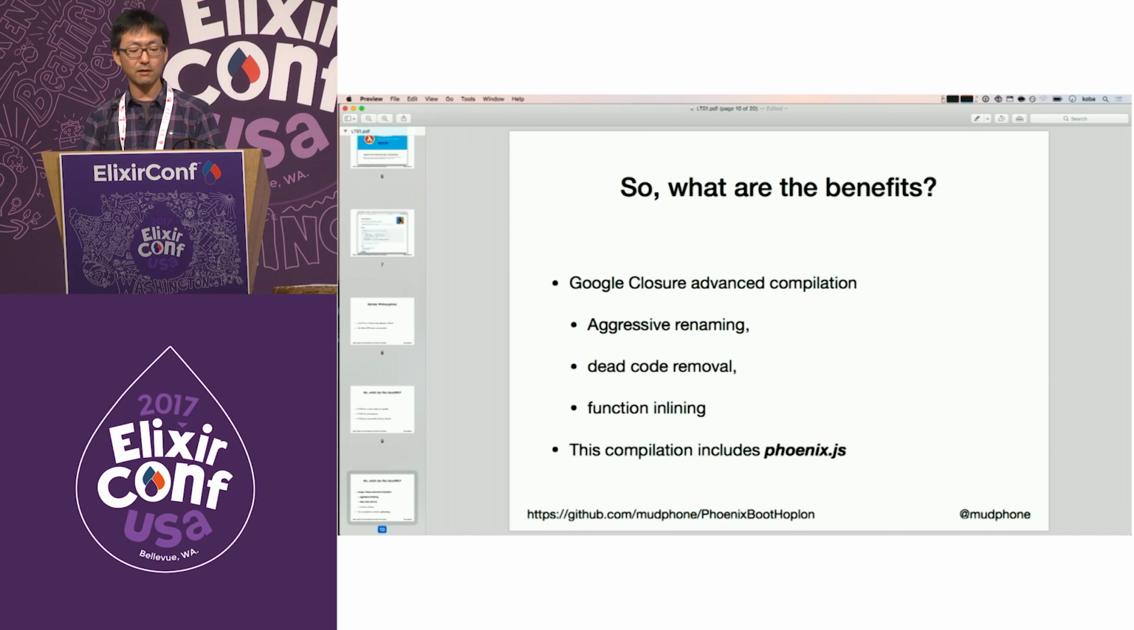Anyway, and then on the Google Closure compiler, for folks that don't know, it's what's used to turn Lisp into JavaScript, which sounds nuts, but it's pretty cool. It's a Google project that was open sourced in 2010. It does aggressive renaming of your code, dead code removal, so that whole tree shaking stuff, it does something better, I believe. I'm not an expert. And it does function inlining. And that will include stuff that you put in your project, such as Phoenix.js.